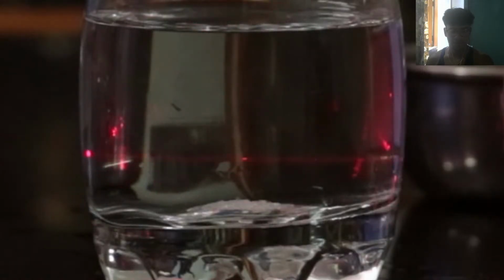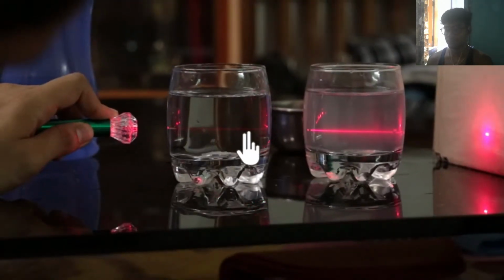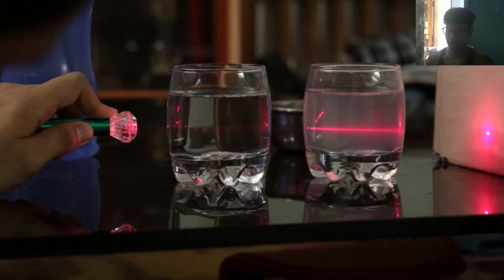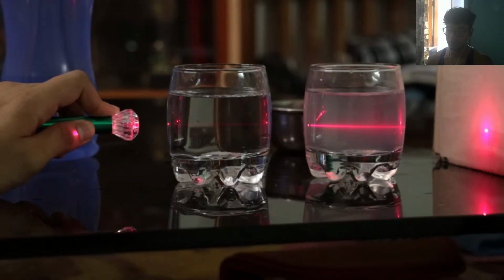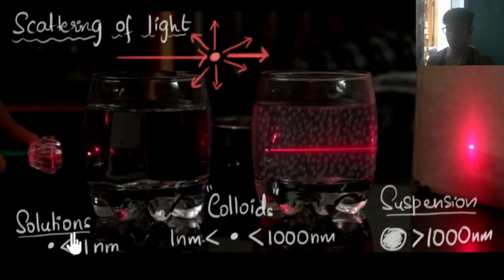So big particles can scatter light, no problem. But their problem is that they tend to settle down. So most of those particles will not be found in the path of the light. And as a result, their scattering is not so strong. It's nothing compared to what we see in colloids. So colloids are the ideal place to see this effect. So that's pretty much it.